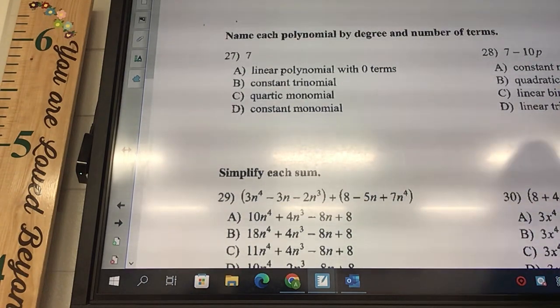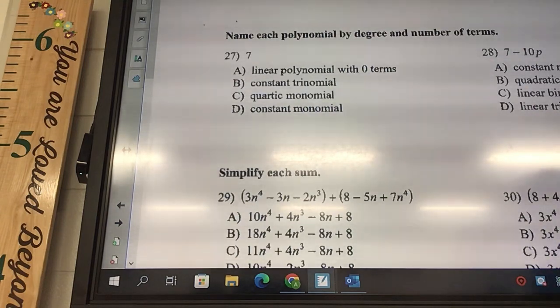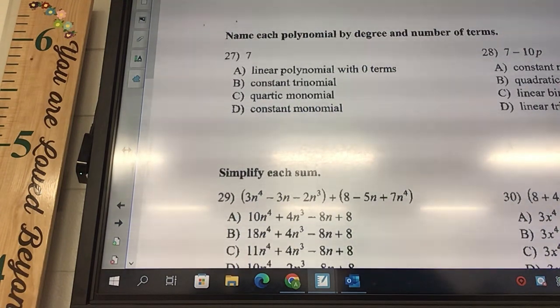Okay, 27. I realize that you guys do not have your chart. However, you're just going to have to kind of go with it. Okay?